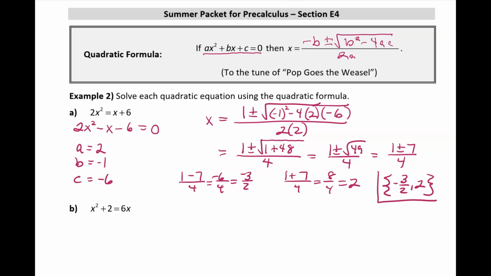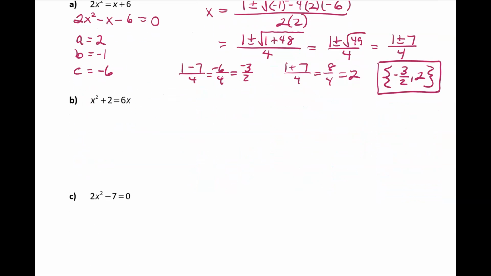The fact that we got rational solutions rather than ones that are either non-real or are those conjugate forms where we have to leave it in the square root form means that this one could have been factored. So maybe factoring might have been easier. All right, let's try b.